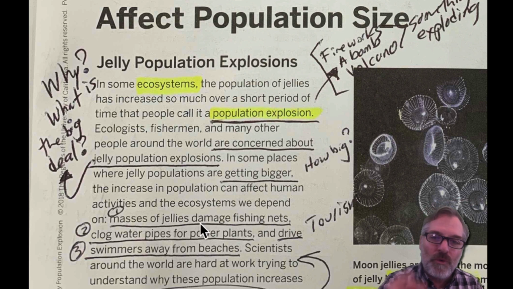So I found three things that show how it affects humans. Masses of jellies damage fishing nets, or they can clog water pipes for power plants. That can be a problem without having power. Or it might scare swimmers away from beaches. It could really affect tourism, which we have a big tourist industry in San Diego.